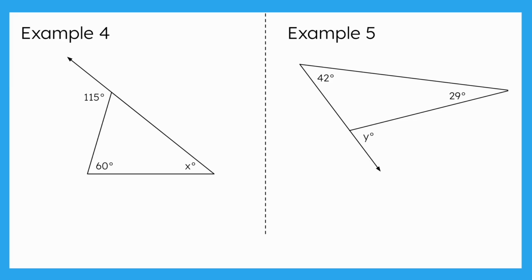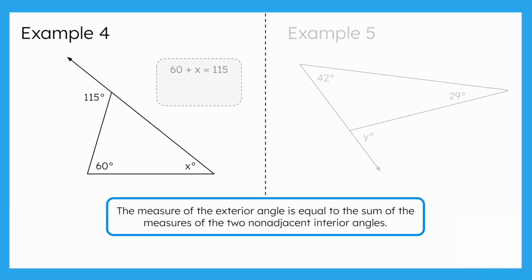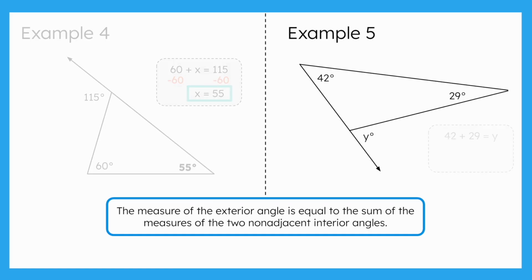Pause now and try these out using our new fact about exterior angles and their non-adjacent interior angles. For example 4, I know that 60 plus x must equal 115, so x must be 55, making our missing angle measure 55 degrees. And for example 5, we can find y by simply adding the 2 non-adjacent interior angle measures. 42 plus 29 is 71, making the missing angle measure 71 degrees.